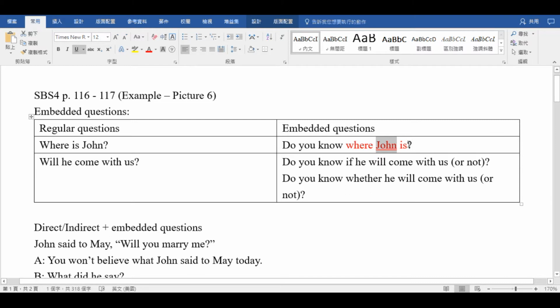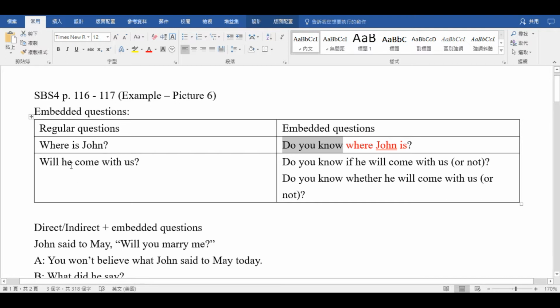Now, as for the ending question mark, it is decided by the main part of the sentence. The main part of the sentence is a yes/no question, like do you know? So this is a question mark. If over here it says you know where John is, it's no longer a question mark. It should be a period. So the final punctuation, question mark or a period, is decided by the main part of the sentence.